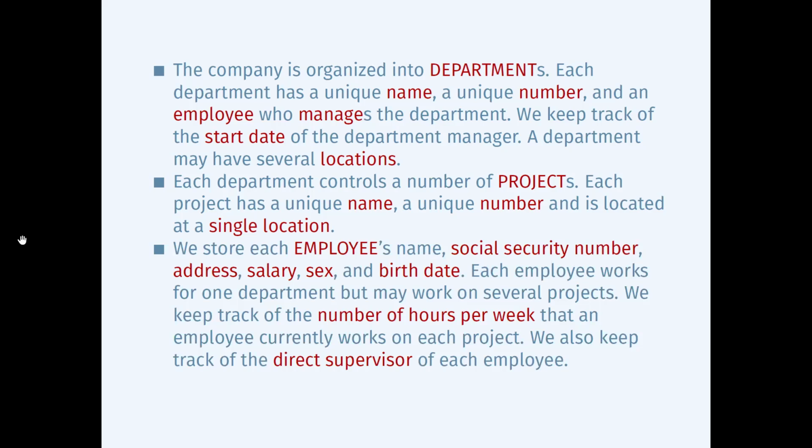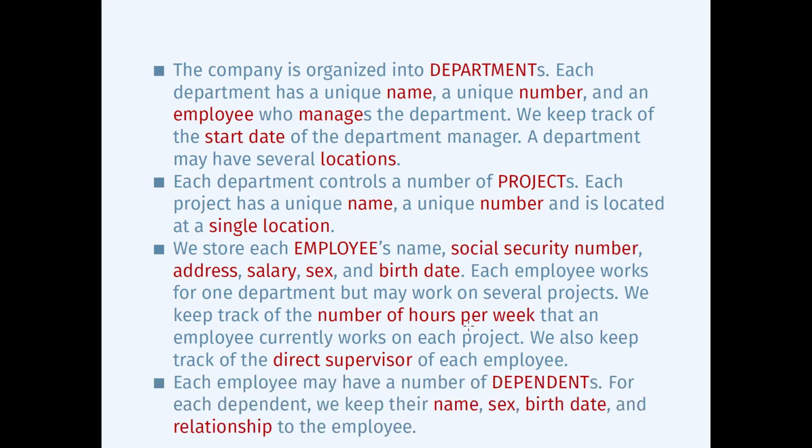Third one, we store each employee's name, social security number, address, salary, sex, birth date. Each employee works for one department but may work on several projects. We keep track of the number of hours per week that an employee currently works on each project. We also keep track of the direct supervisor of each employee. So you can notice here, it's highlight the employee entity. And these are the data requirements. Social security number is like our national identity card number. And then you have other related attributes. And then your relations are described here, right?